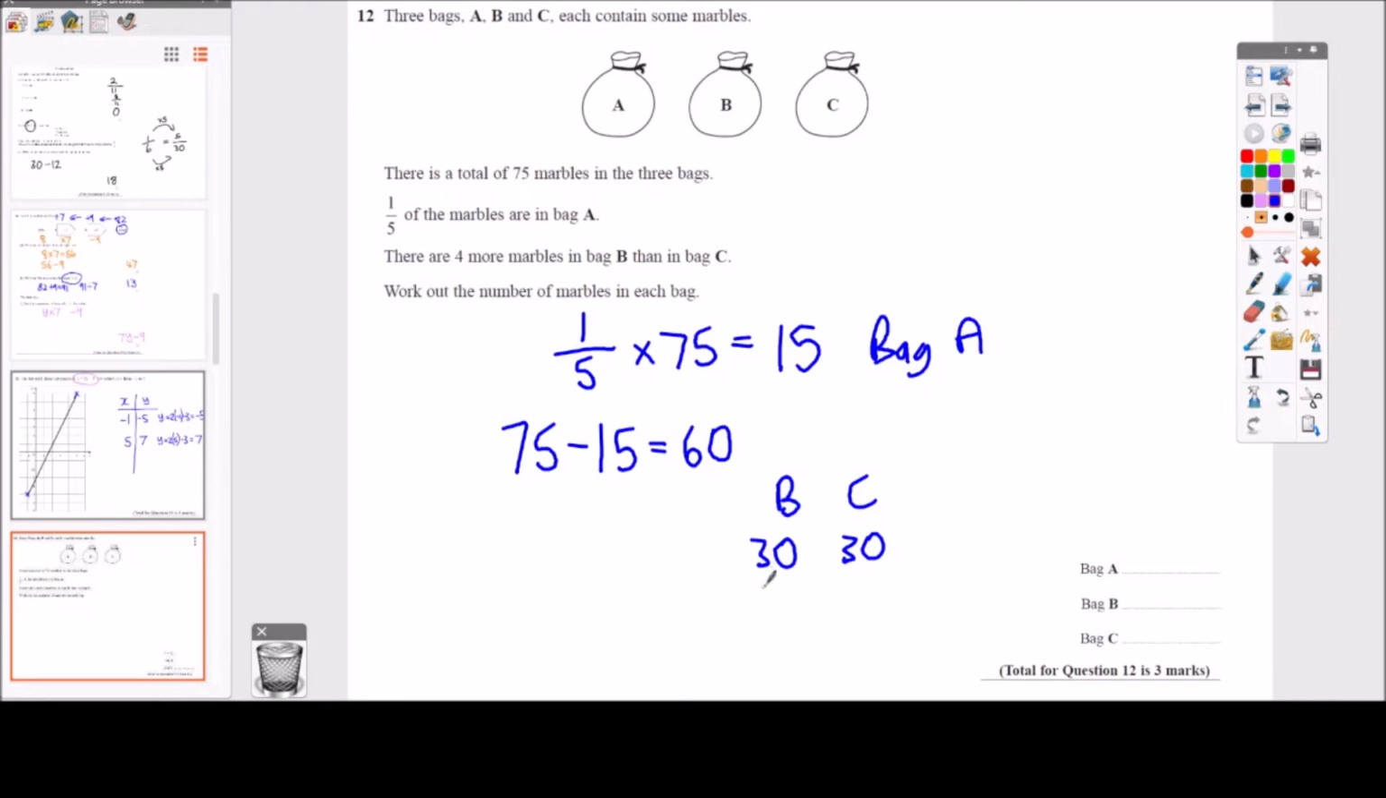So if we go 2 up for bag B and 2 down for bag C, that's creating a difference of 4. Okay, so they still add up to 60, but we've now got 4 more marbles in bag B. So our answers are going to be bag A has got 15, bag B has got 32, and bag C has got 28.